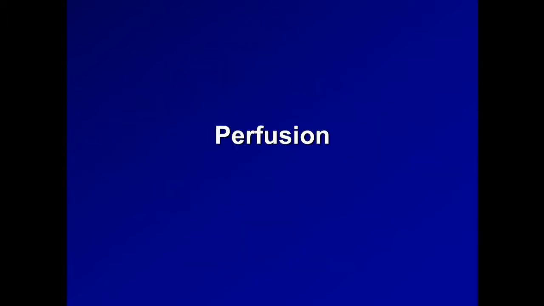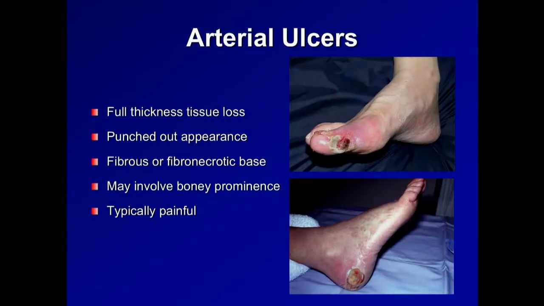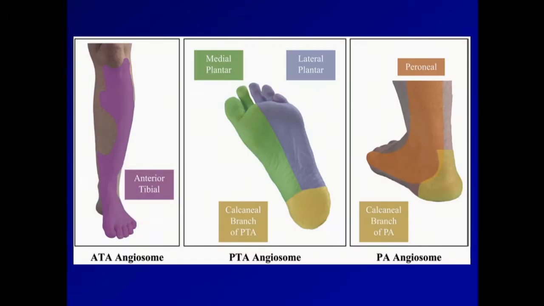I'd be remiss if I didn't at least mention the bias of the meeting, obviously emphasizing that of perfusion assessments. Typically when we look at arterial ischemic ulceration, we see wounds with full thickness tissue loss. They have a well-circumscribed or punched out appearance, oftentimes with fibrinous or fibronecrotic bases, may or may not involve tissue loss over bony prominences, and are typically painful unless, of course, in diabetic patients in the presence of neuropathy.